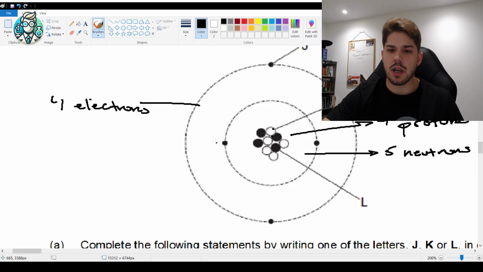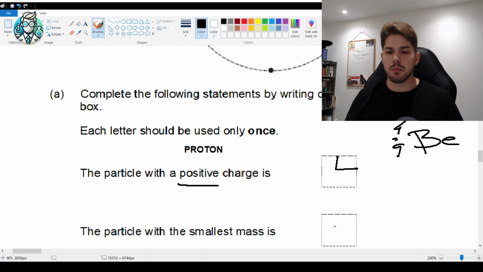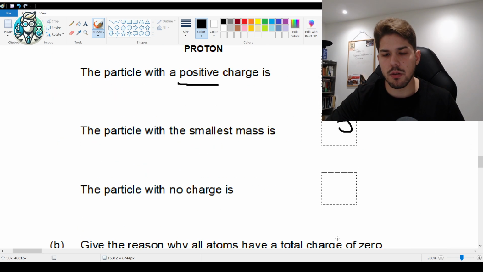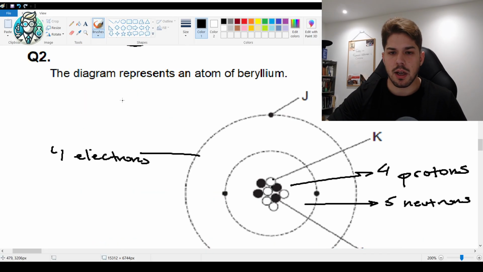Okay? So now we can answer all the questions basically. So this is L. The particle with the smallest mass is J, I think. Yes, because it's the electron. And the particle with no charge is K. Easy peasy. Look at the diagram again.